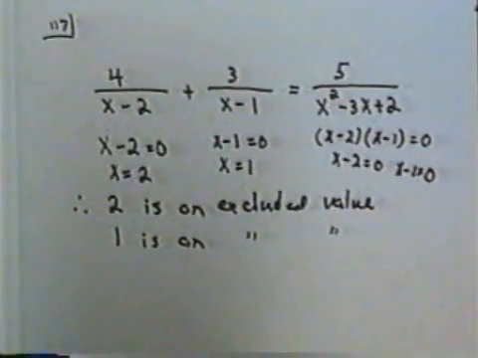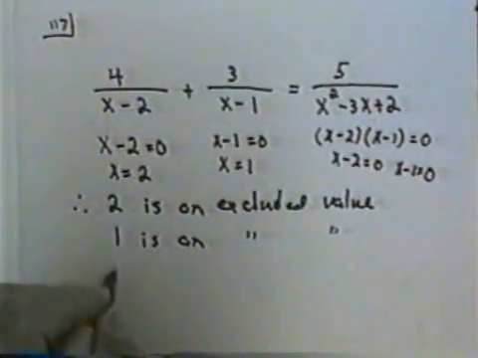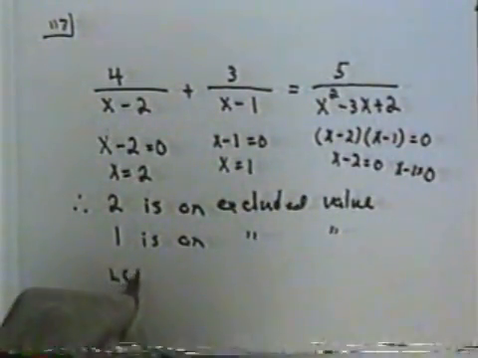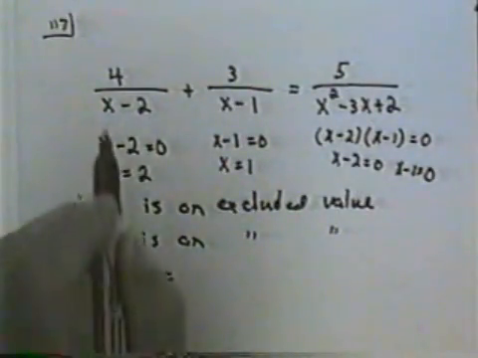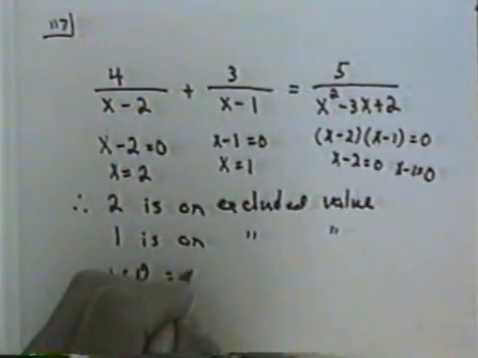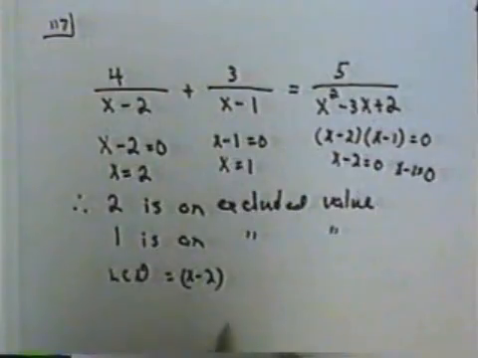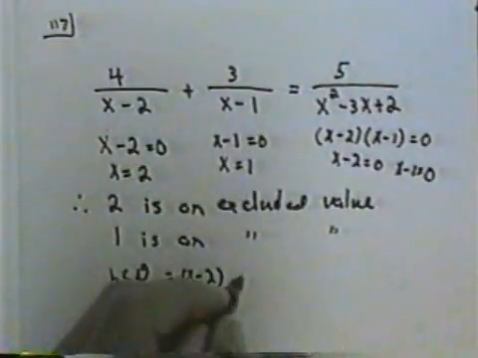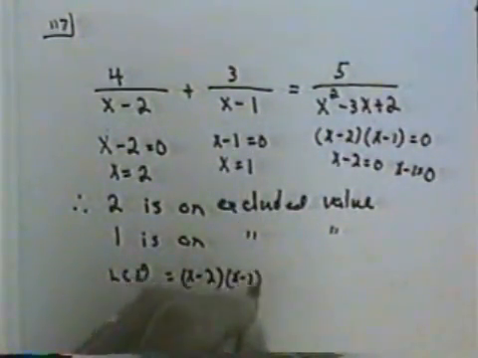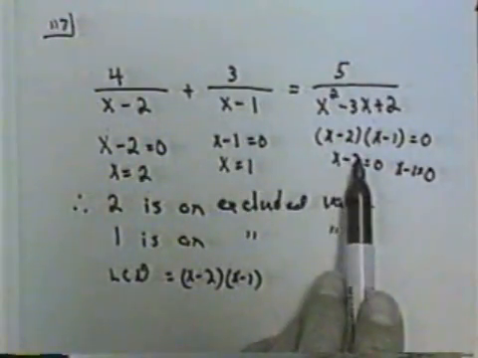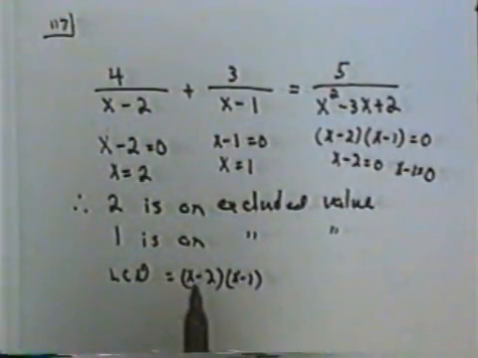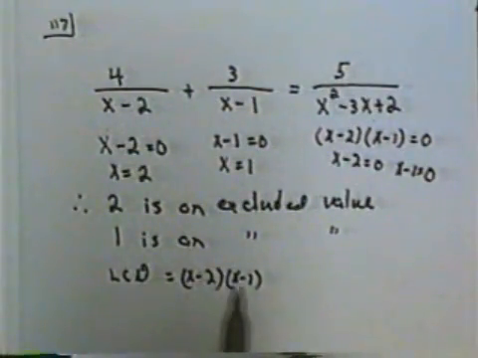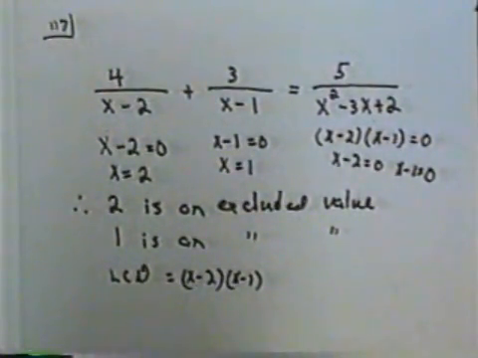Once you get the excluded values, then you want to identify the least common denominator. Well, for the denominator, I need an x minus 2. I need an x minus 1. I need an x minus 2. I need an x minus 1. I already have them. So my common denominator is x minus 2 times x minus 1.